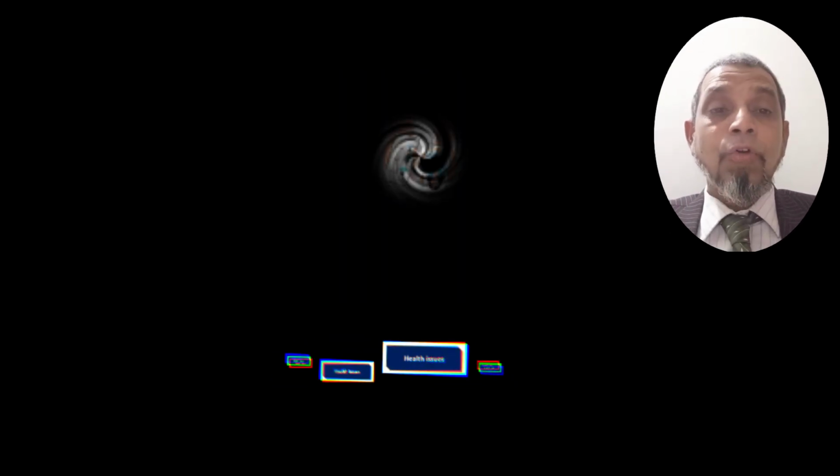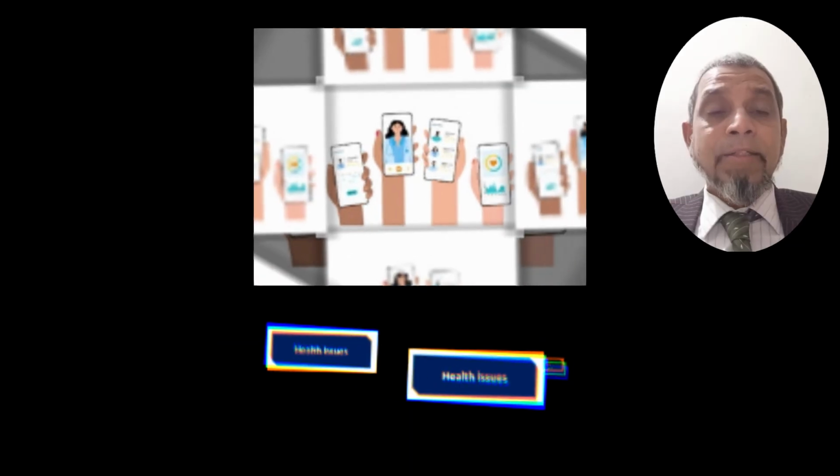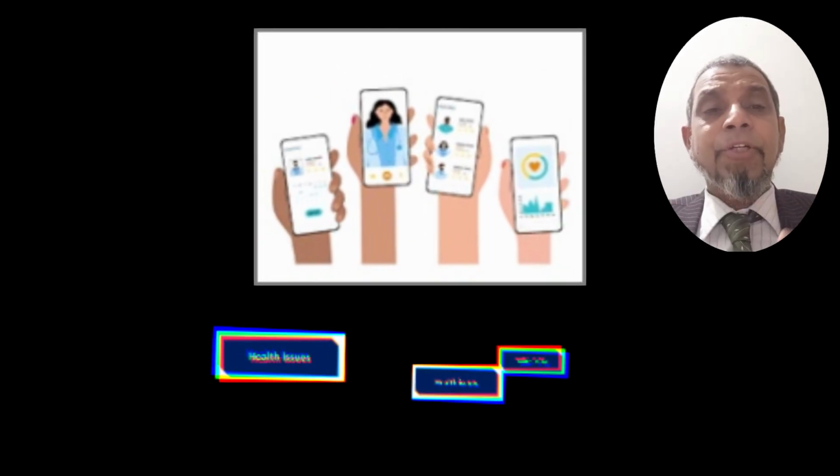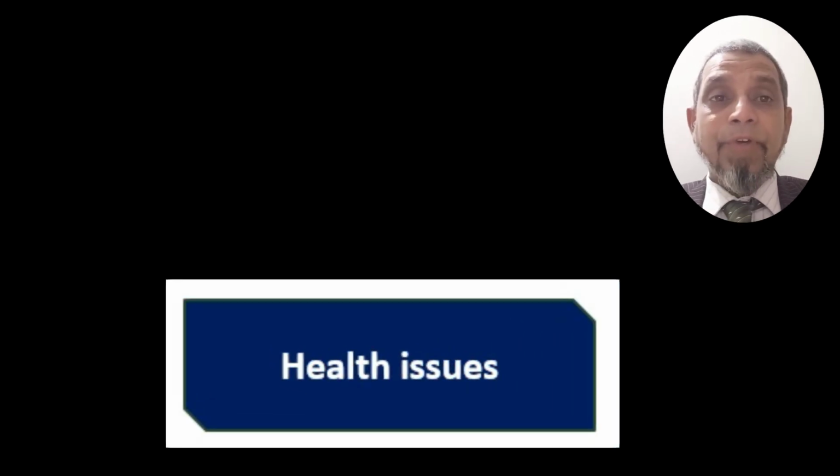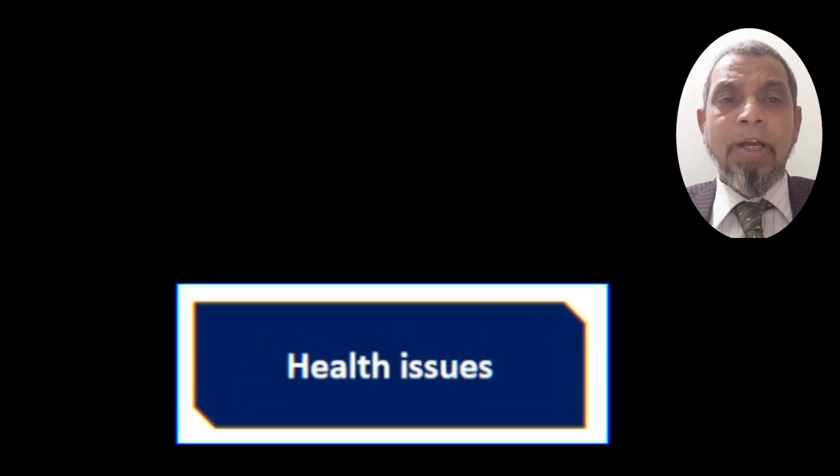Number 5, health issues. Mobile apps are useful to help with their health, like walking, health hazards, and checking of diabetes, blood pressure, and different apps regarding the health of individuals. So due to these 5 reasons mobile literacy is important for all of us.